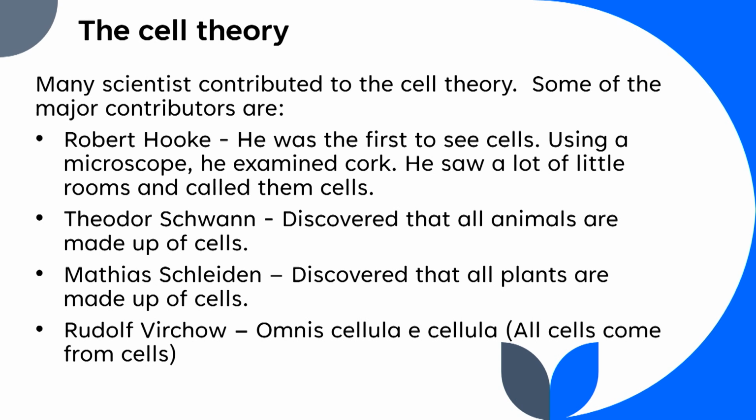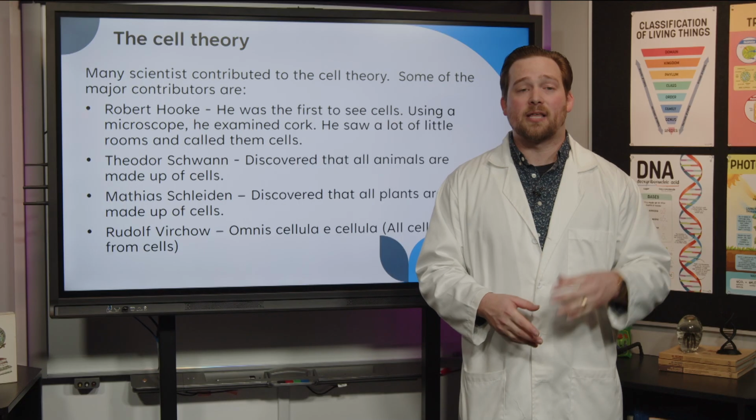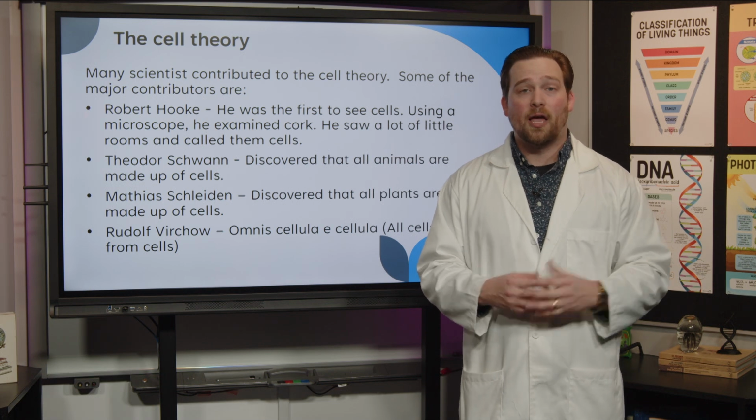Let's look at some scientists that helped contribute to this idea of the cell theory. First of all, we have Robert Hooke. He was the first person to see cells. He was using a microscope and examining cork, that's a type of tree, and he saw a lot of little rooms, and it kind of reminded him of cells in a jail or that the monks were living in at the churches, and so he called them cells. So he coined the term cells. Something that I like to tell students is that Robert Hooke took a look, and what did he see?